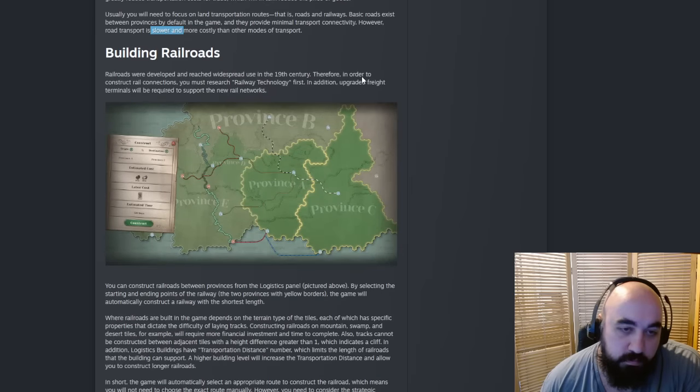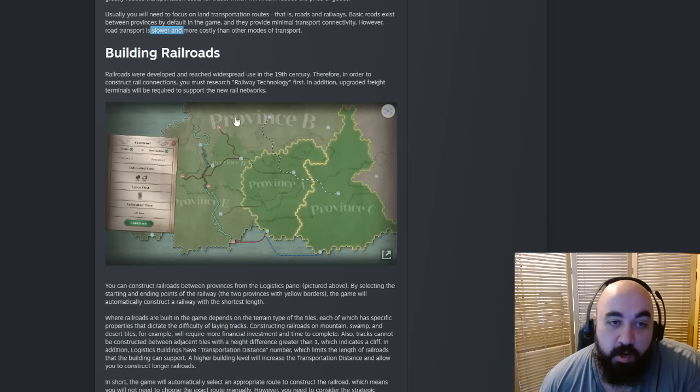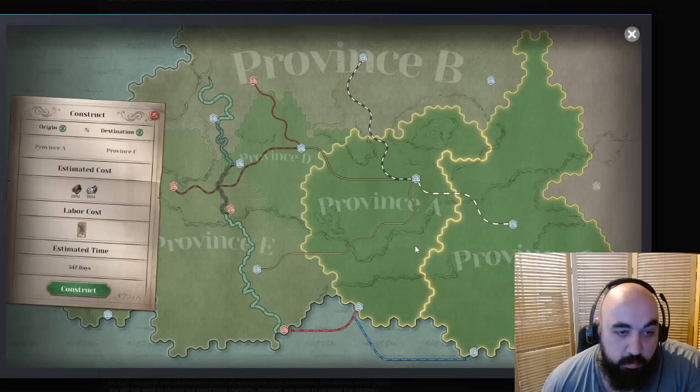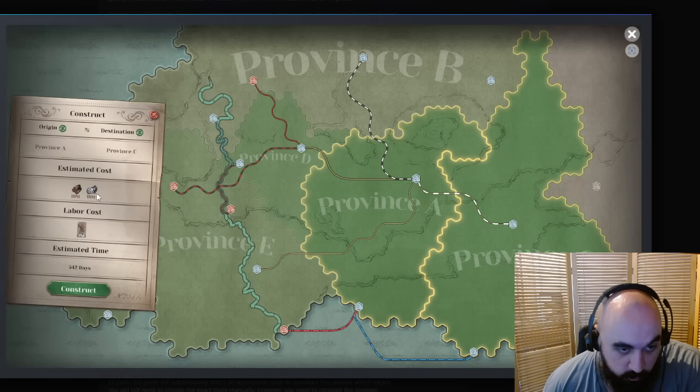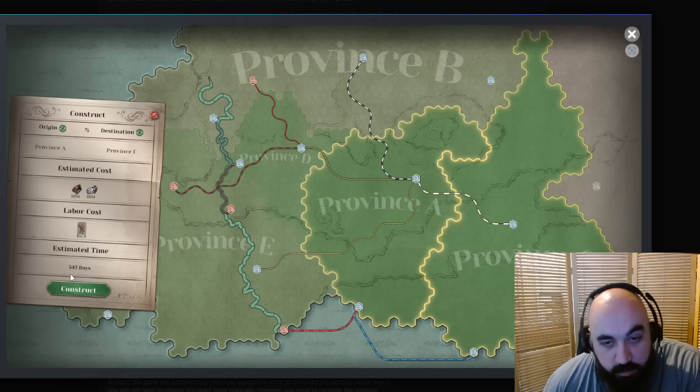Interesting. Okay, building railroads. Railroads were developed and reached widespread use in the 19th century. Therefore, in order to construct rail conditions, you must research railway technology first. Sure. In addition, upgraded freight terminals will be required to support the new rail network. Okay, so we have some cost. 10 million wood, 10 million whatever ore this is. Labor cost, which just shows a picture of a man, and estimated time 542 days, fair enough.